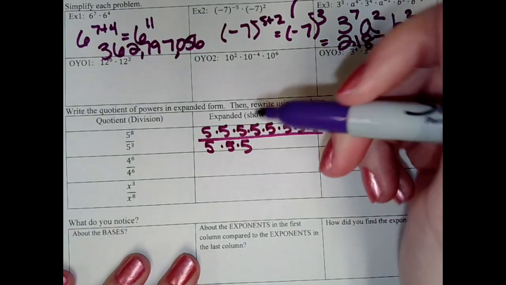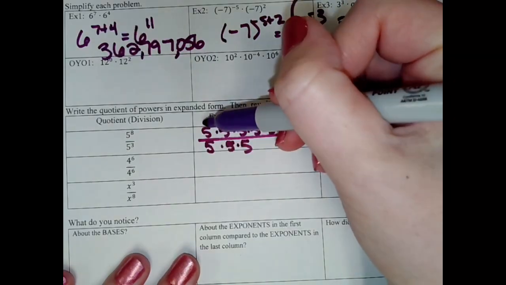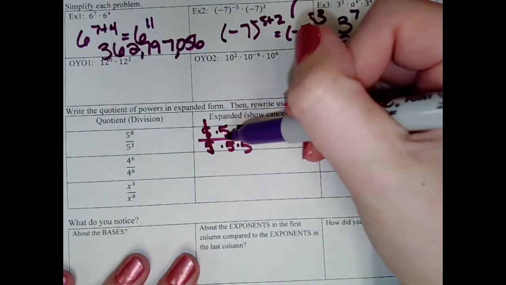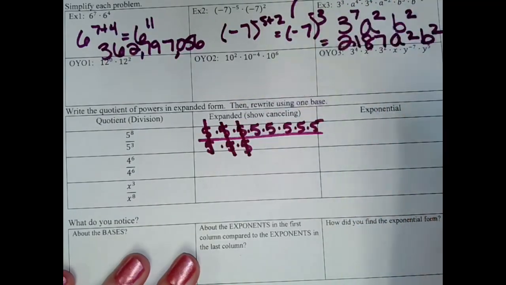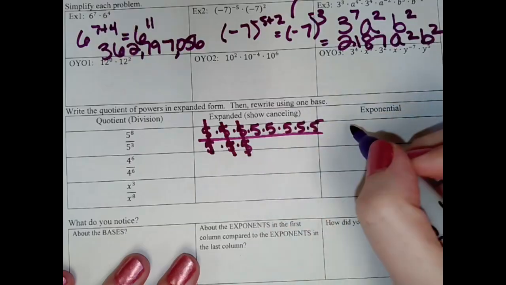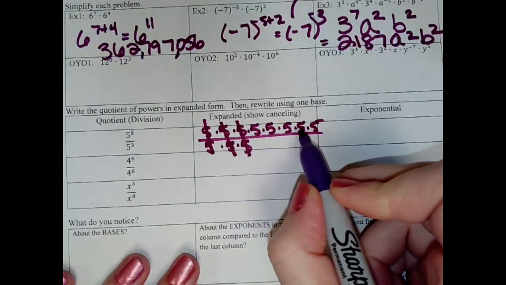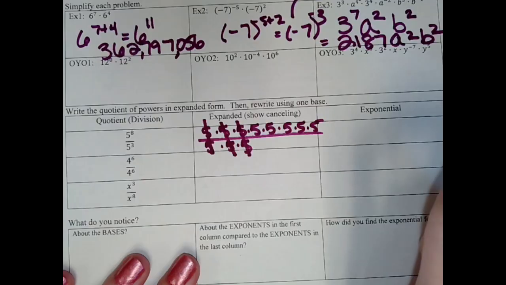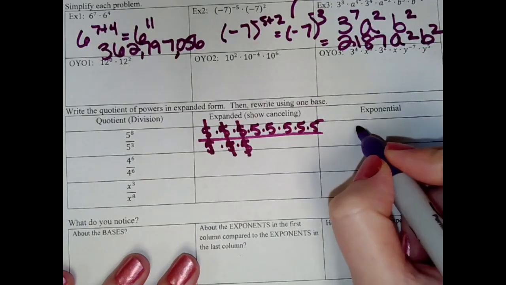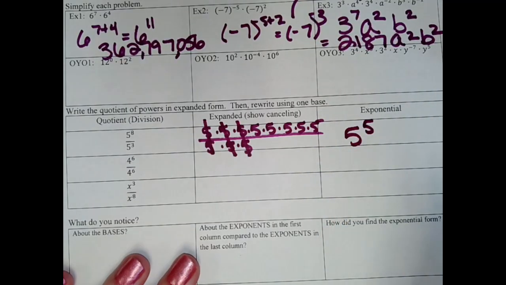What happens is, remember if you have something divided by itself, it cancels to 1. So this cancels to 1, this cancels to 1, this cancels to 1. I'm left with 1, 2, 3, 4, 5 5s being multiplied together. So in exponential form, that's 5 to the 5th power.